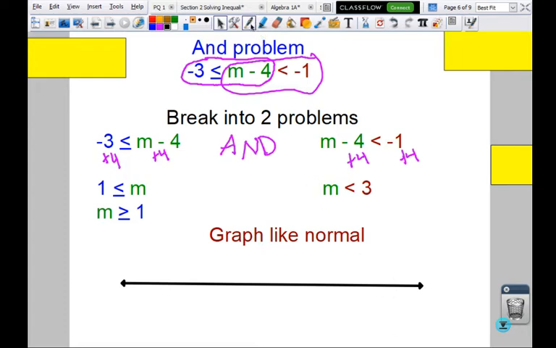So now that I've done this, because it's an and problem, I've got my two numbers for my and. My smaller number is going on my left, which is positive 1. Make sure you fill the circle.